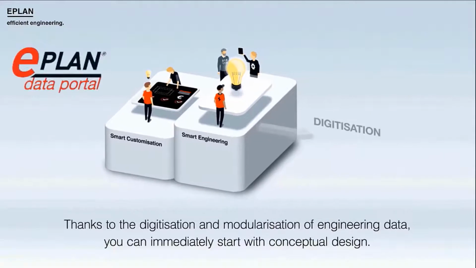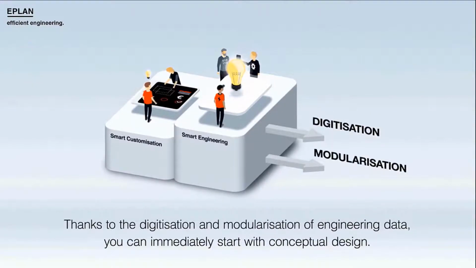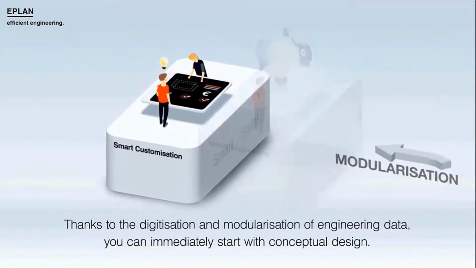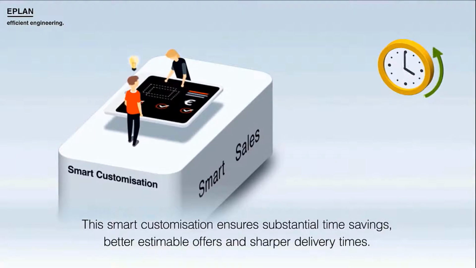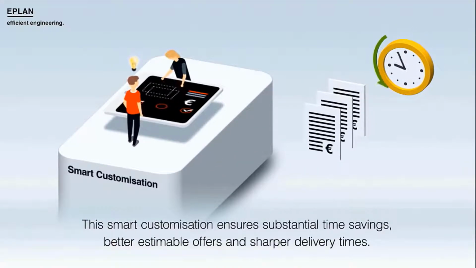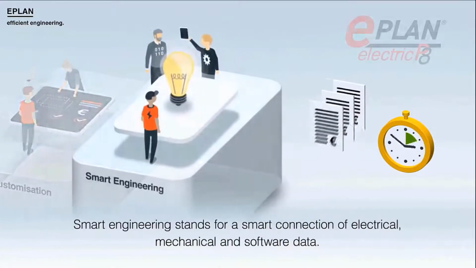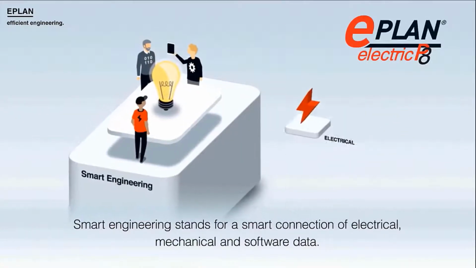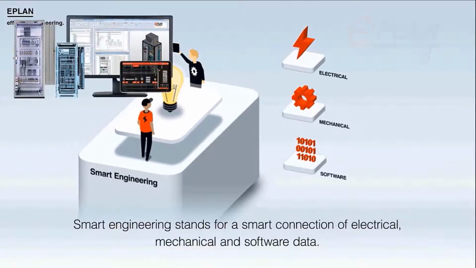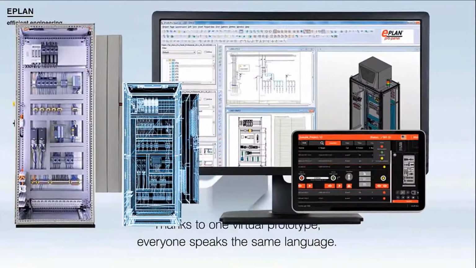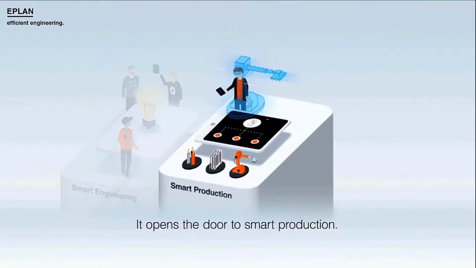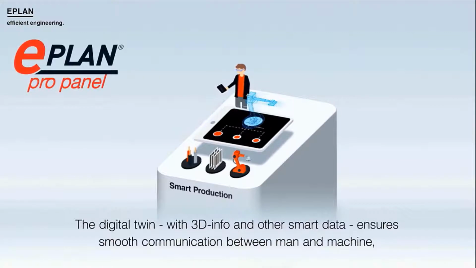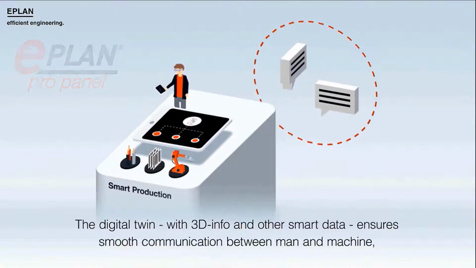Thanks to the digitization and modularization of engineering data, you can immediately start with conceptual design. This smart customization ensures substantial time savings, better estimable offers, and sharper delivery times. Smart engineering stands for a smart connection of electrical, mechanical, and software data. Thanks to one virtual prototype, everyone speaks the same language. It opens the door to smart production. The digital twin with 3D info and other smart data ensures smooth communication between man and machine.